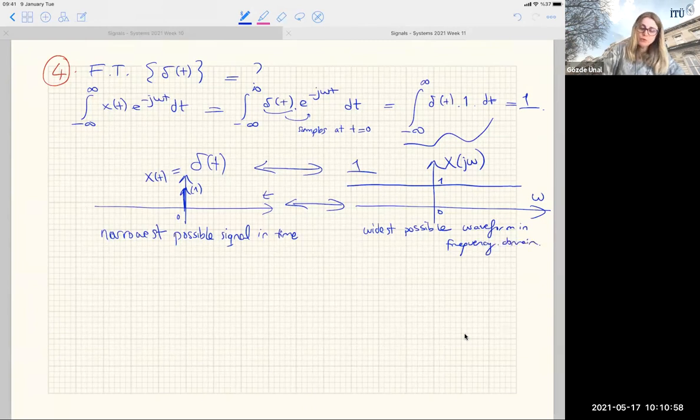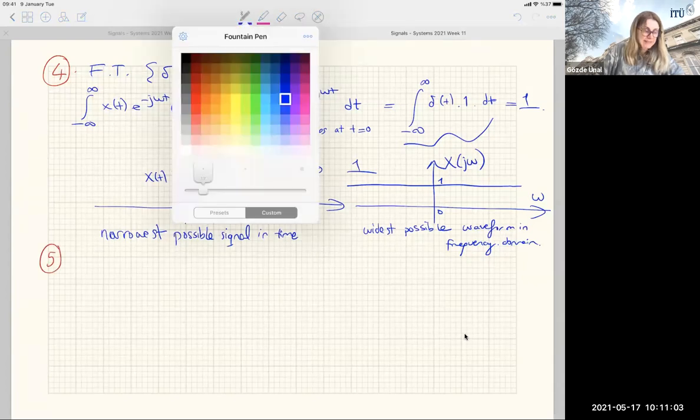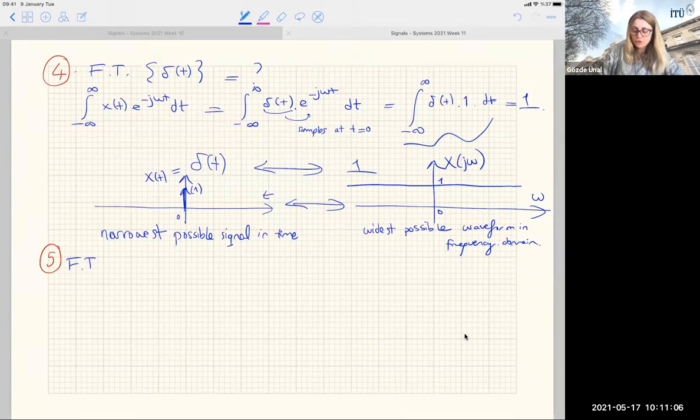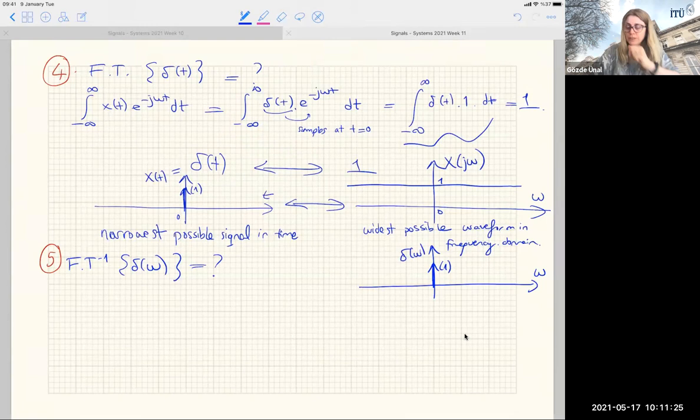Okay. Now you can ask the dual relation. What is then the Fourier transform inverse of delta omega? What if now I have the narrowest possible signal in the frequency domain? Right? I can ask that question. I'm asking you now, vice versa. Start with delta of omega, okay? I'm asking what is the signal, what is x of t here? You can guess from the duality.